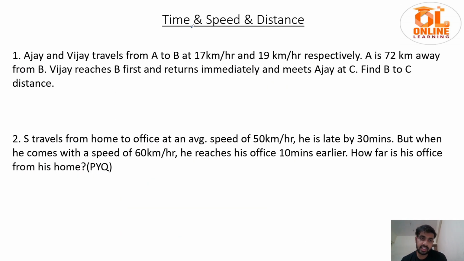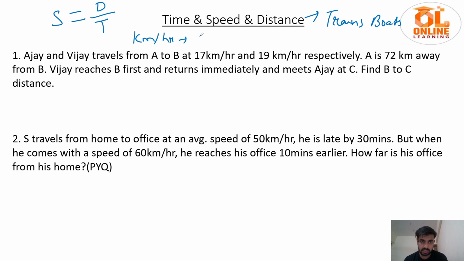Now we will see time, speed and distance questions, but we will not take the trains and boats questions today. We will take those in the next video. Today we will just see time, speed and distance. You know the formula: speed is equal to distance by time. If you have to convert from kilometer per hour to meter per second, you multiply by 5 by 18. If it is the opposite, you divide by 5 by 18 or multiply by 18 by 5.